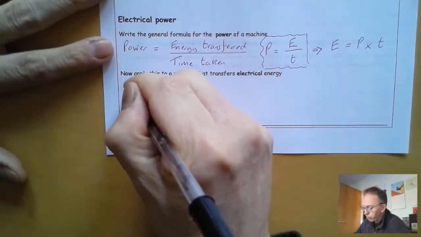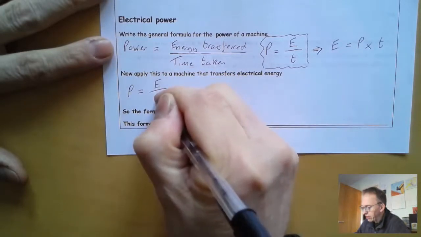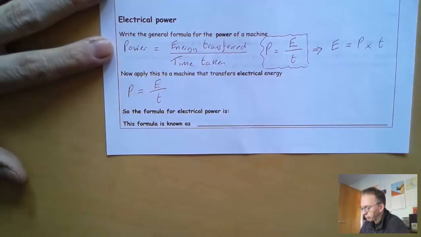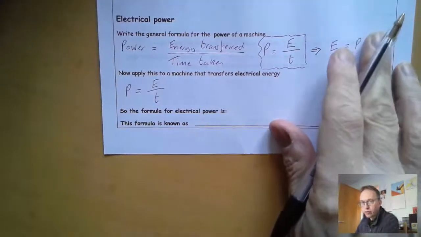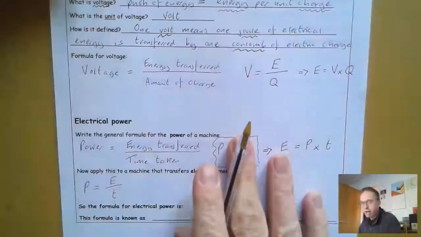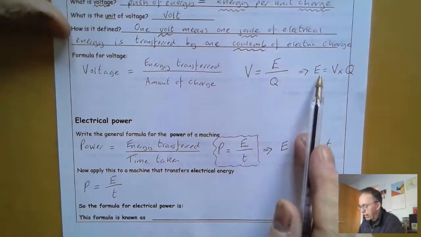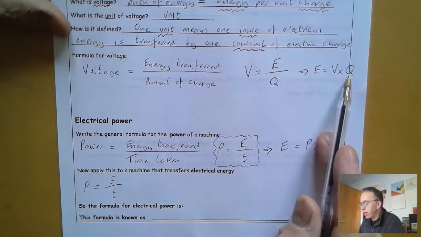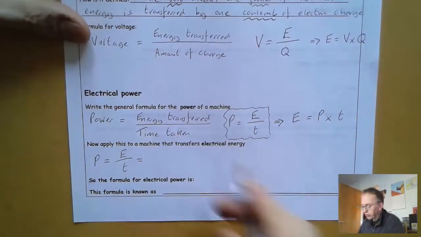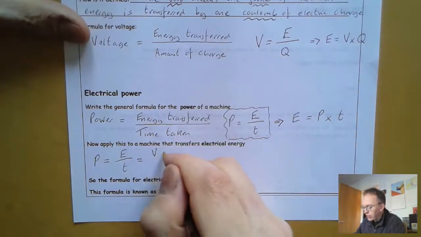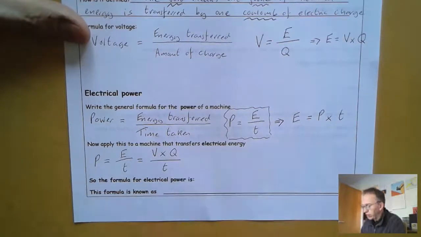Well, we want to say that P for power is equal to energy divided by time. And if we go back to our definition of voltage, voltage is energy divided by charge. So energy is equal to voltage times charge. So in the special case of an electrical current, we can say that E is equal to V times Q, and we still have to divide by T.